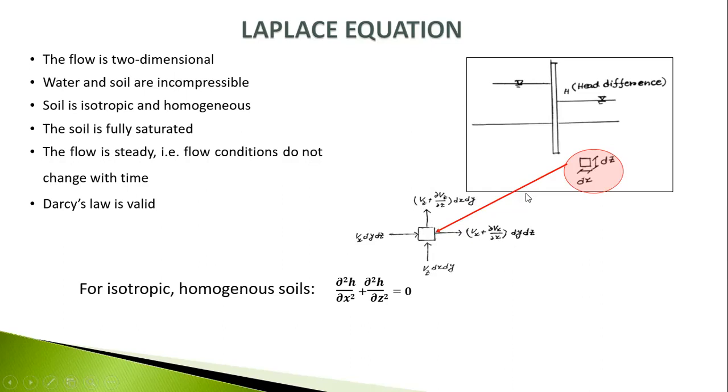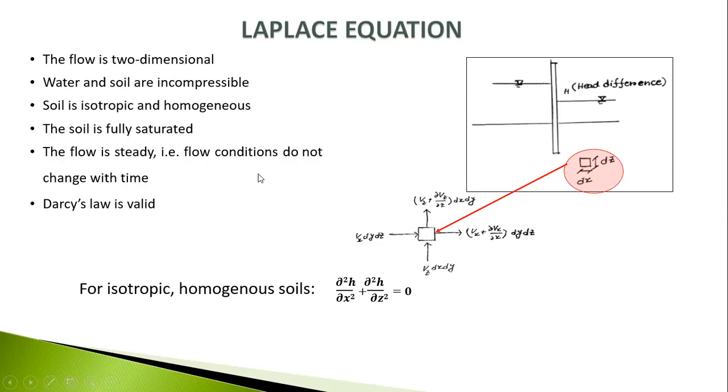Before that, we have to make a few assumptions. For the application of the Laplace equations, we have to assume the flow is two dimensional. That means the flow is going in two directions, one horizontally and another vertically. The soil and the water are incompressible, that means they cannot be compressed. The soil is isotropic and also homogeneous. That means there is no variety of soils; only one type of soil is present here.